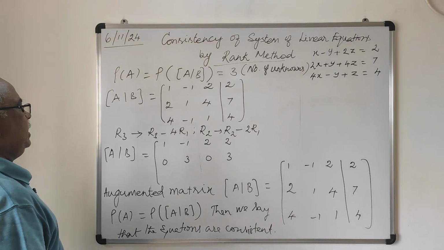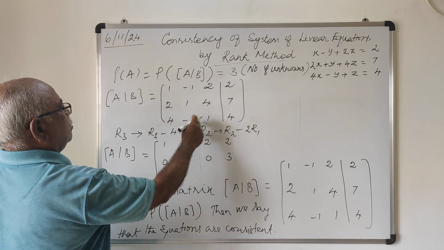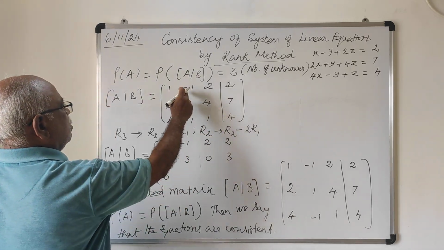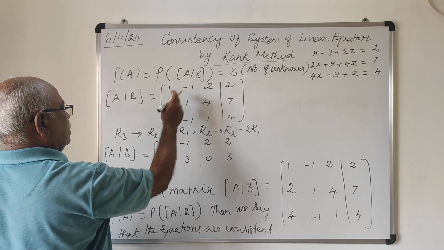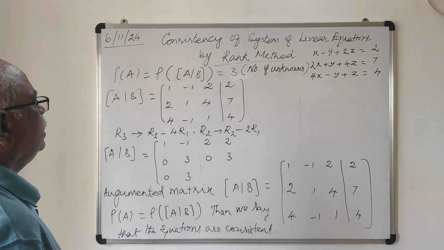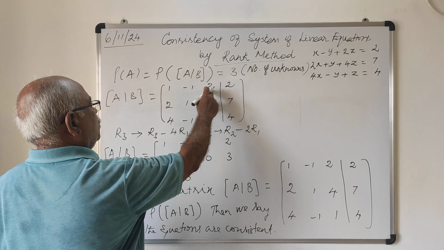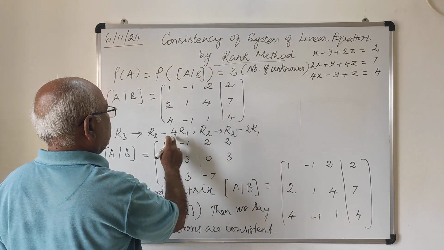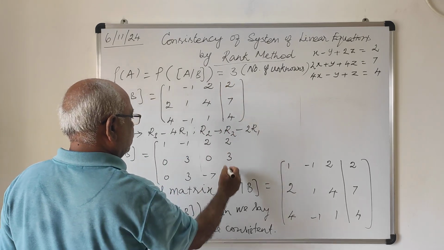Similarly, R3 minus 4R1. 4 minus 4 is 0. Then minus 1 minus 4 times minus 1, which is plus 4, so minus 1 plus 4 is 3. Next, 4 times 2 is 8, and 1 minus 8 is minus 7. Similarly, for the last entry, R3 is 4 minus 4R1, 4 times 2 is 8, and 4 minus 8 is minus 4.